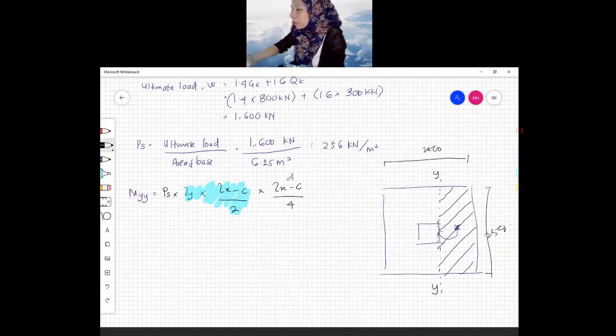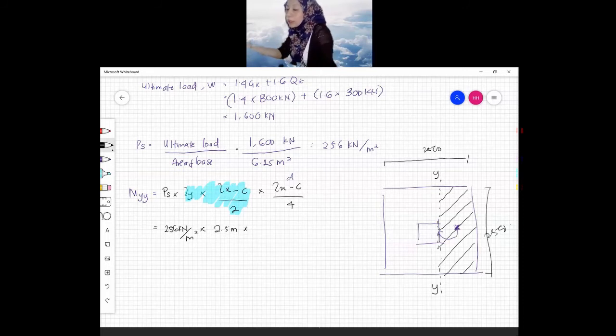The PS is 256 kilonewton per meter square. And then you darab dengan LY which is 2.5 meter. Kenapa kita pakai 2.5 meter? Sebab you tengok sini, you punya PS pun dalam kilonewton per meter square juga. So nak senangkan hidup kita, kita maintain unit. Kita mesti always alert dengan unit. Masa bila nak tukar 2,500, masa bila nak tukar dia 2.5, must alert with the units that being used throughout.